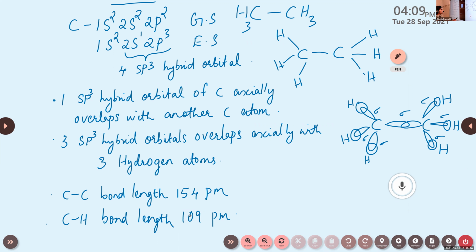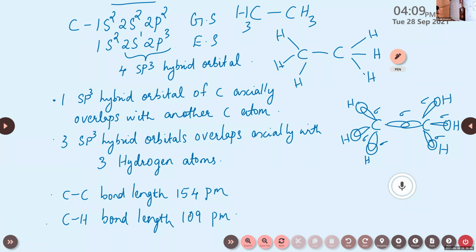So you have to remember, in the case of single bonded molecules, always the hybridization is sp3. That's in the case of organic compounds. If there is a single bond, their hybridization is sp3. If it is a double bond, their hybridization is sp2. And if it is a triple bond, their hybridization is sp. So we will learn the other two, sp2 and sp. We'll discuss now.